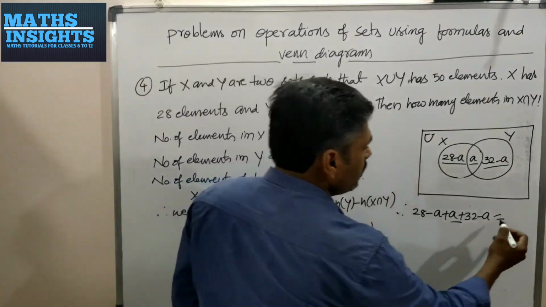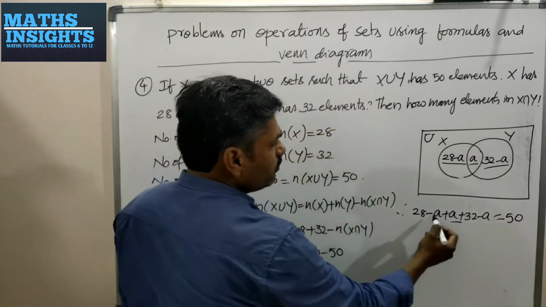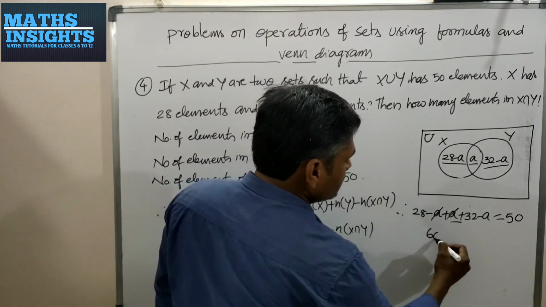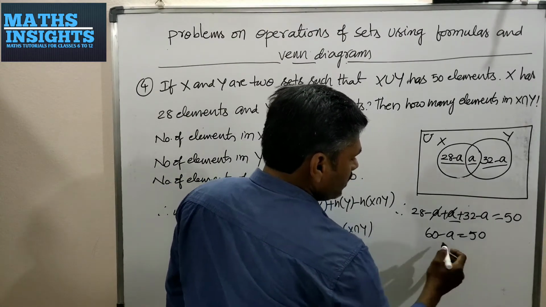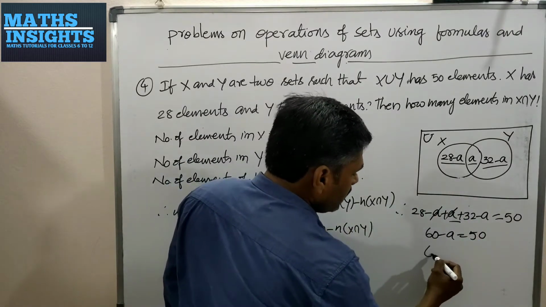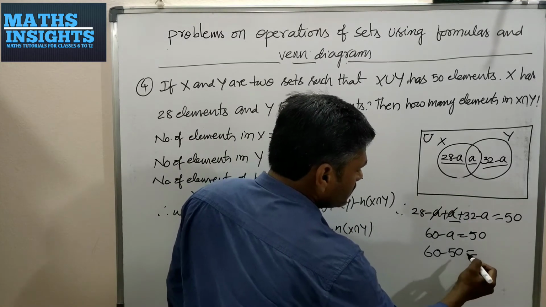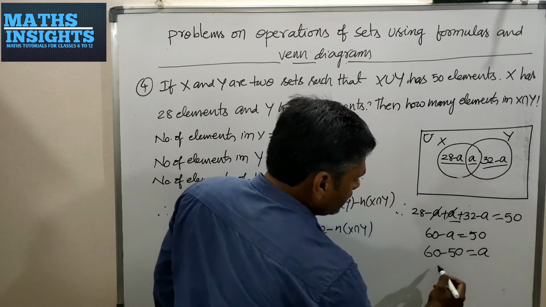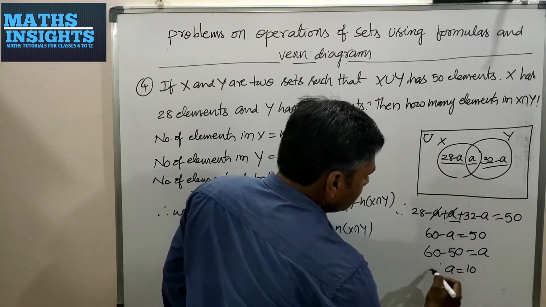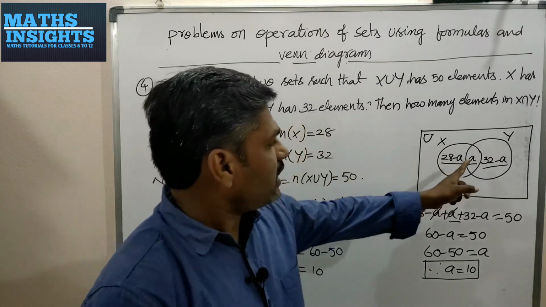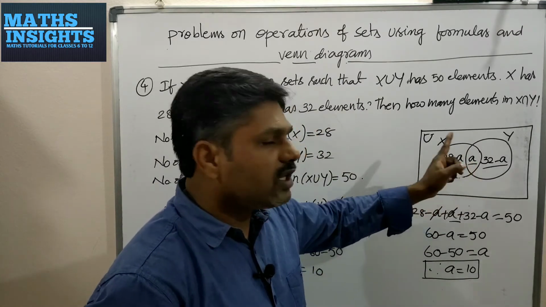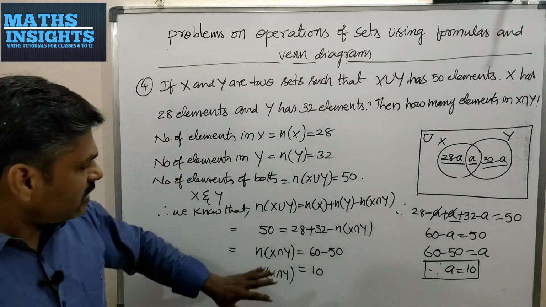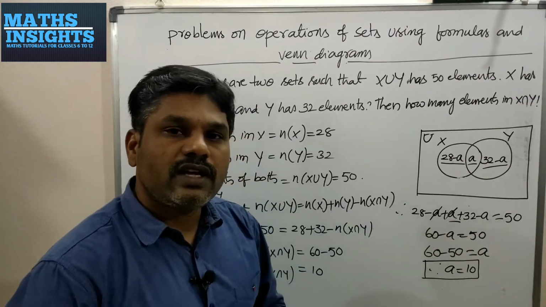How many are there? 50 are there. Therefore I am writing 50 here. You may cancel this minus and plus. If you add these two, they will become 60. 60 minus a is equal to 50. Therefore I will send that minus to that side and take that 50 to this side. Plus 50 will become minus 50, minus a will become plus a. Therefore a is equal to 10 elements. You assumed that a is the area which shows the common elements of both X and Y, and we concluded that those are 10 elements, and in this case you are getting the same answer.